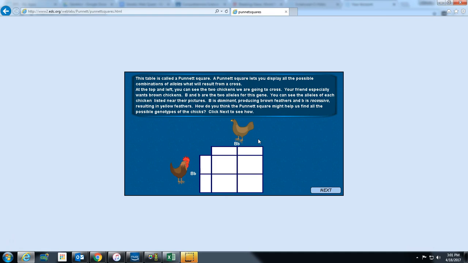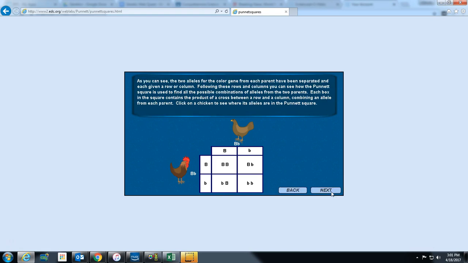How do you think the Punnett square might help us find all the possible genotypes of the chickens? As you can see, the two alleles for the color gene from each parent have been separated and given a row or a column. So remember, rows go from left to right, columns go up and down. Following these rows and columns, you can see how the Punnett square is used to find all the possible combinations of alleles from the two parents. Each box in the square contains the product of a cross between a row and a column. So if we cross this row right here from the dad.